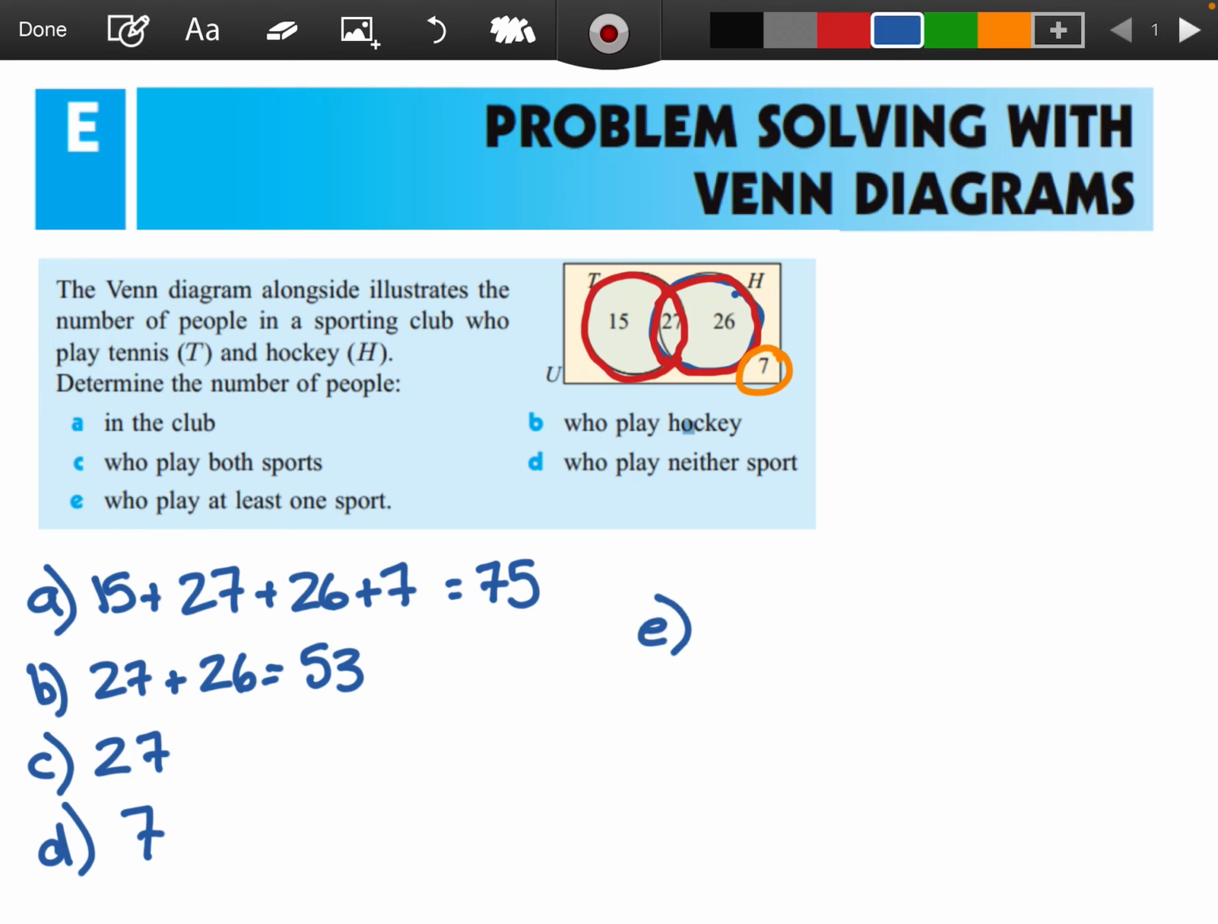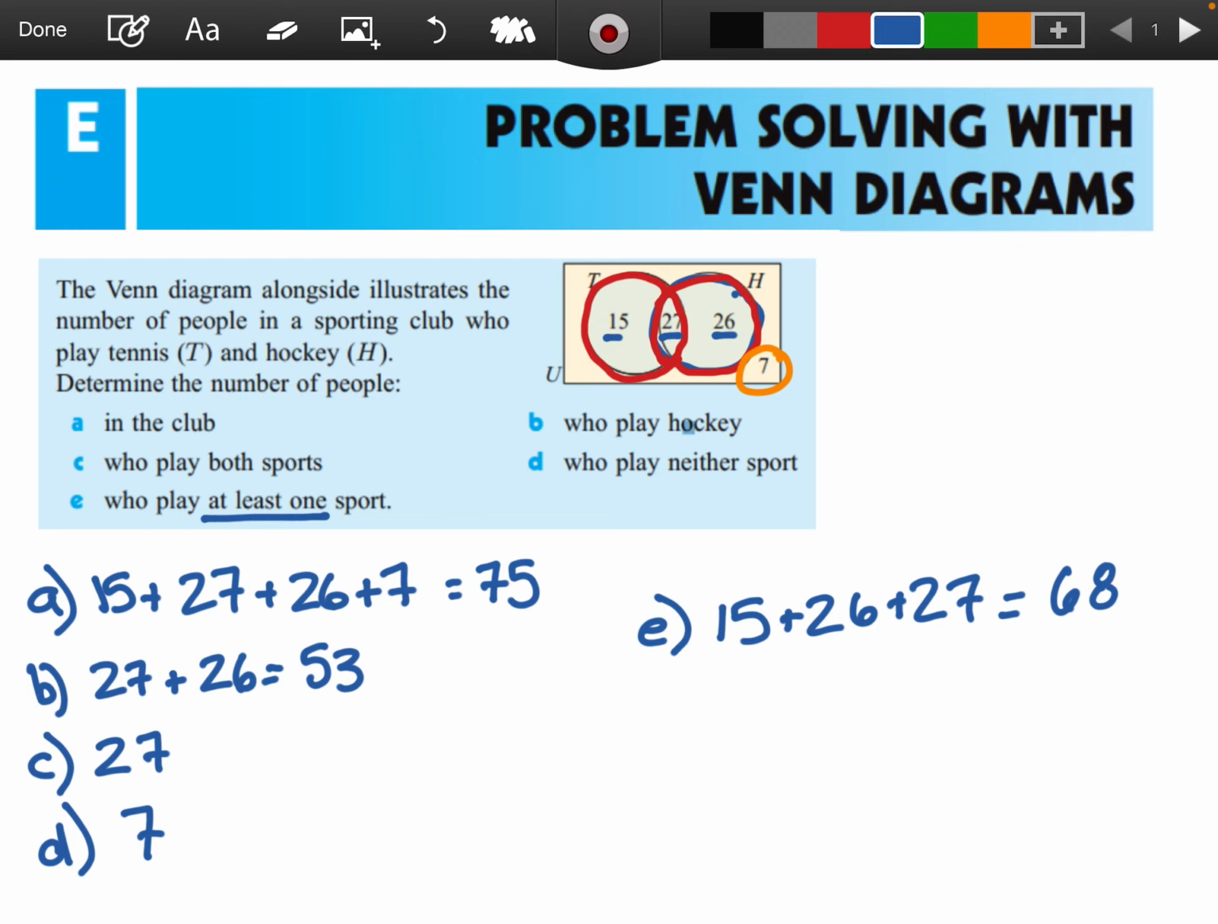And then the last one, play at least one sport. So with these questions, you have to really pay attention to the wording. At least one. That means they could play one or they could play both. So these 15 people play one. These 26 people play one. These 27 people play 2, which is at least 1. So add that all up to give us a total of 68 people who play at least one sport.